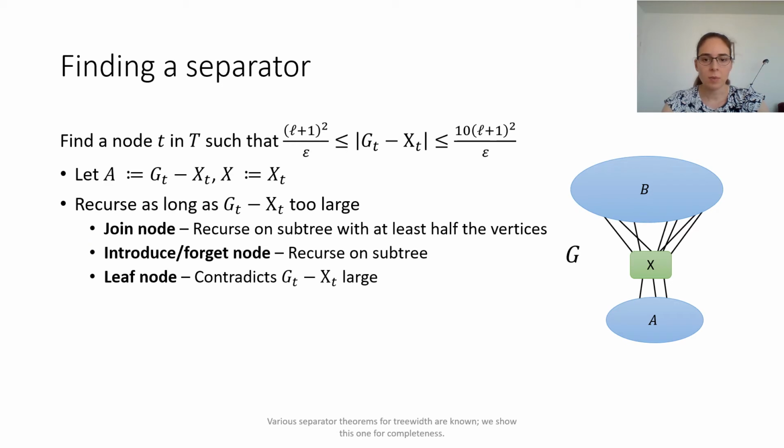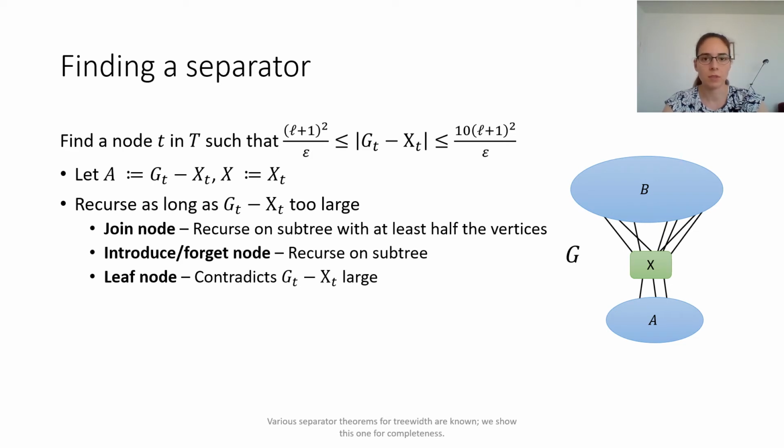Okay, so what we want to do is find a node in our tree decomposition such that the size of Gt minus Xt, so the size of Gt without the bag Xt itself, is around (L+1)² over epsilon, so let's say between (L+1)² over epsilon and 10 times (L+1)² over epsilon. And then A is going to be Gt minus Xt, and the separator we use is going to be Xt.